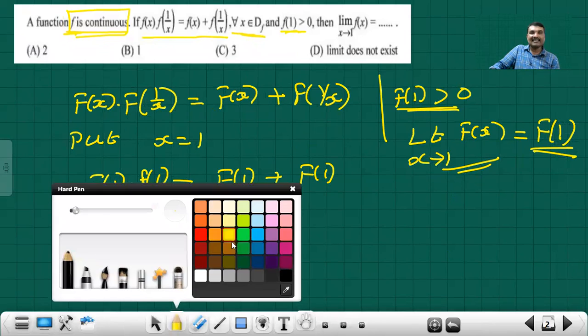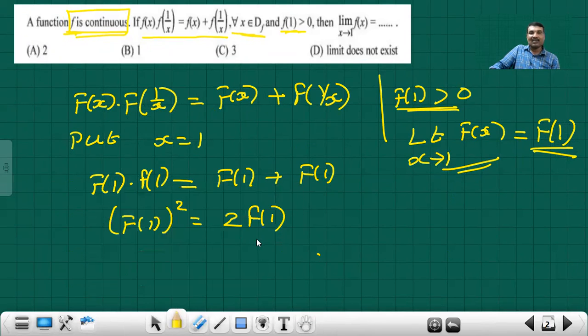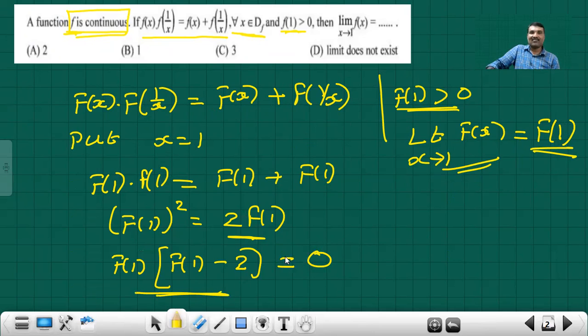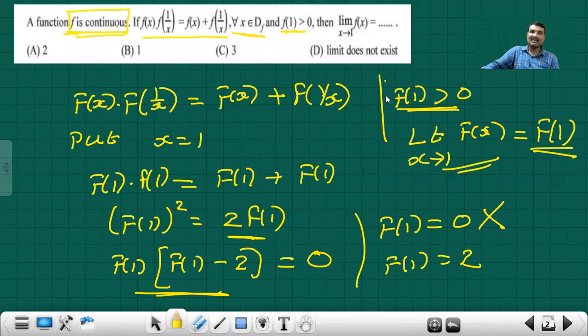Now we can take this to the LHS. So we can write f of 1 multiplied by f of 1 minus 2 equal to 0. From here, either f of 1 is equal to 0 or f of 1 is equal to 2. But f of 1 equal to 0 is not possible since f of 1 is greater than 0. So the value of f of 1 is 2, which is given in option A.